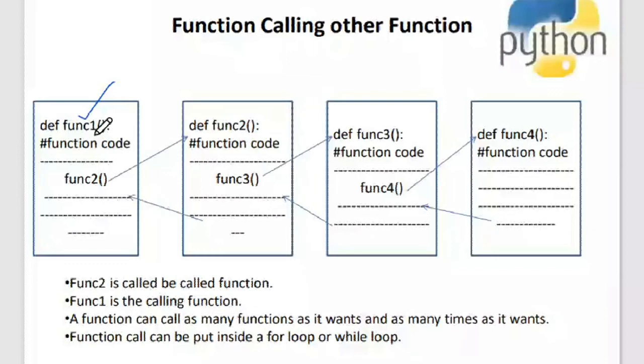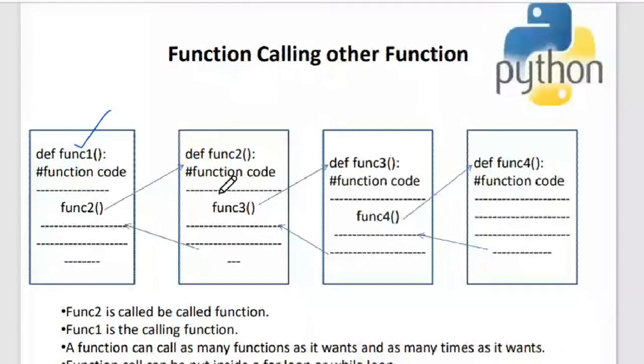Inside function 1, I have made a call to function 2. What will happen? The control will transfer to function 2. Inside function 2, after the first line, I made a call to function 3. So now the control is transferred to function 3. Inside function 3, in the second statement or whatever, I have written function 4. So the control will transfer to function 4.